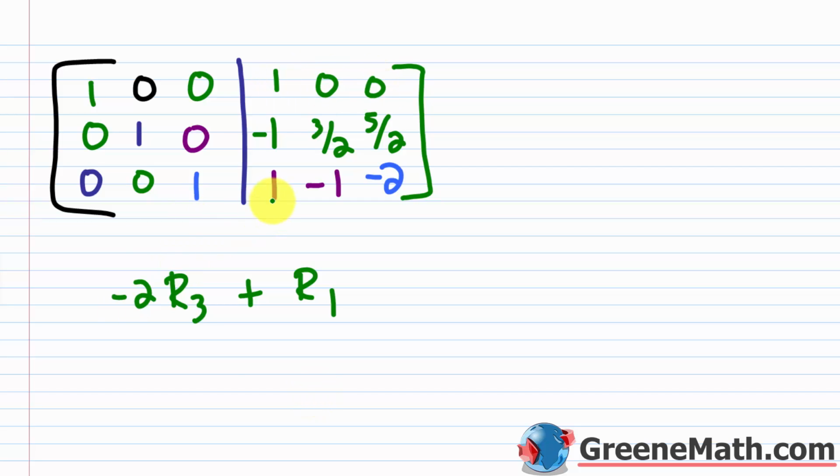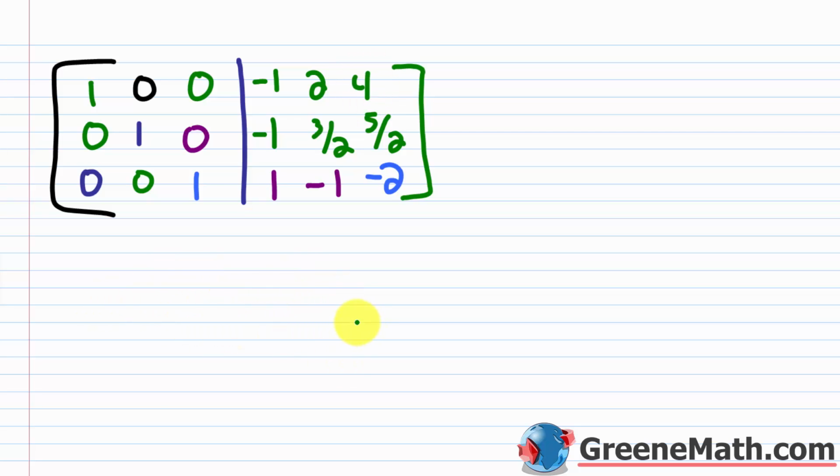Okay, so what is negative 2 times 1? It's negative 2. What is negative 2 times negative 1? It's positive 2. What is negative 2 times negative 2? It's going to be 4. Okay, so let's add these. Negative 2 plus 1 is going to give me negative 1. Then next, you're going to have 2 plus 0, which is going to give me 2. And then lastly, you're going to have 4 plus 0, which is going to give me 4. Okay, so we've completed our process.